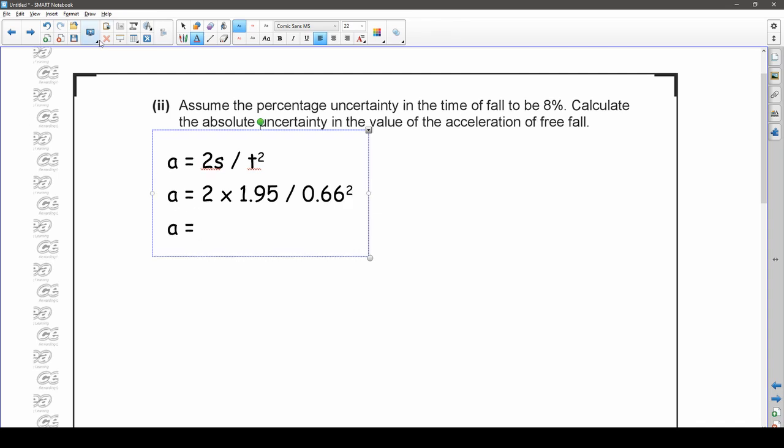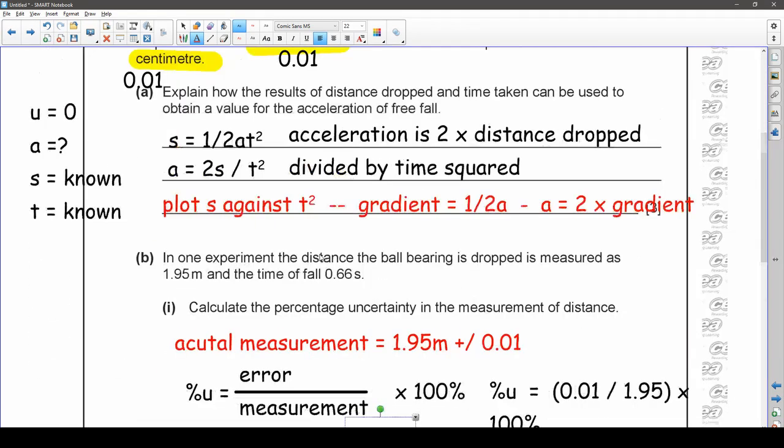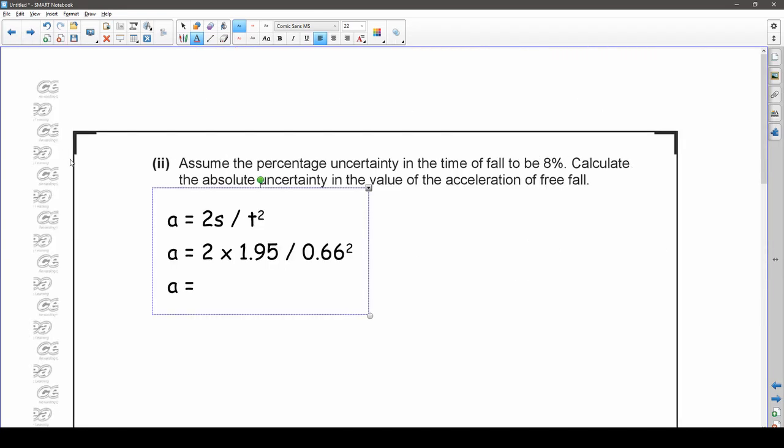Just to check that was 1.95. I'm pretty sure it was. We'll just check it. Yeah, 1.95 meters. So 2 times 1.95 divided by 0.66 squared. Pop that into your calculator, take no chances, and we get a equal to 8.95.